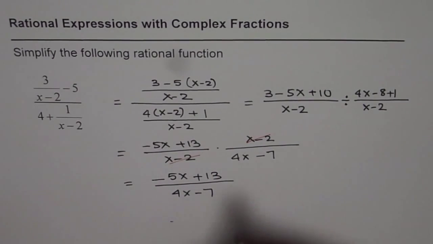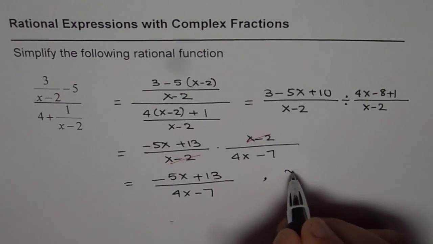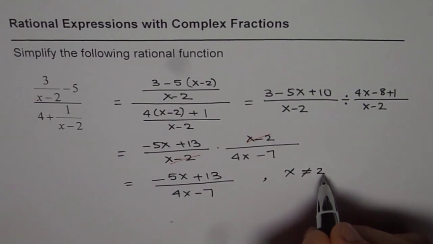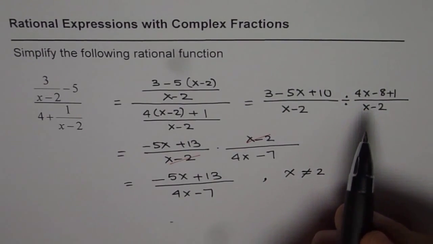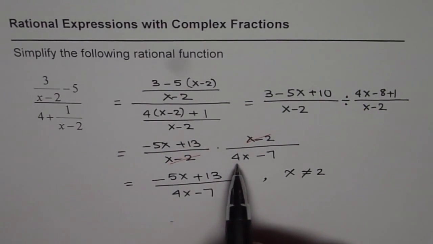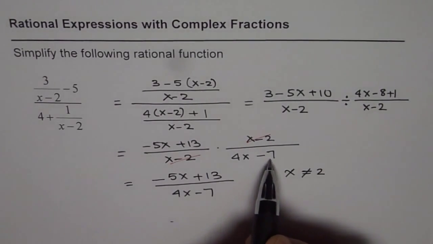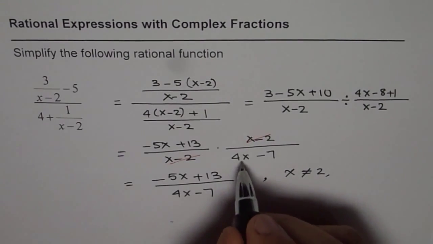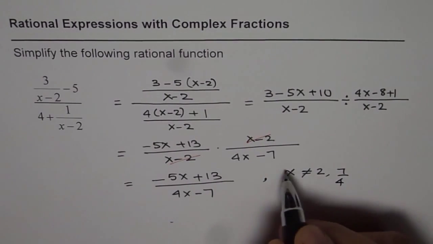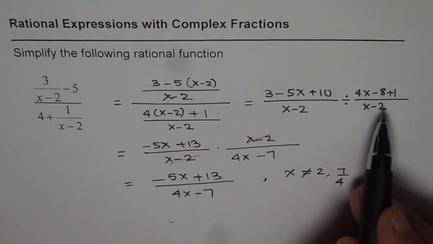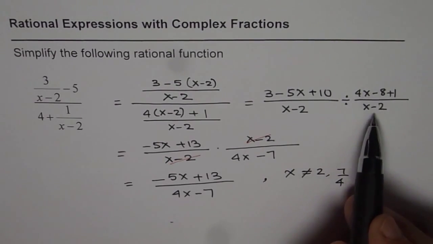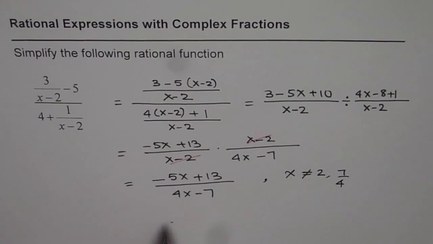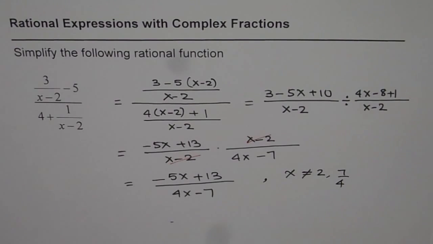It is important when you solve that you should also write restrictions, and the restrictions are that x is not equal to 2. In this you can also find the restrictions because we flipped it, right? 4x minus 7 should also not be 0, and therefore the restriction is x is not equal to 7 over 4. Don't forget that part, right? So we have to find restrictions related to both the numerator and the denominator for the divisor. So these are the restrictions, and that is the simplified form of the given rational expression.